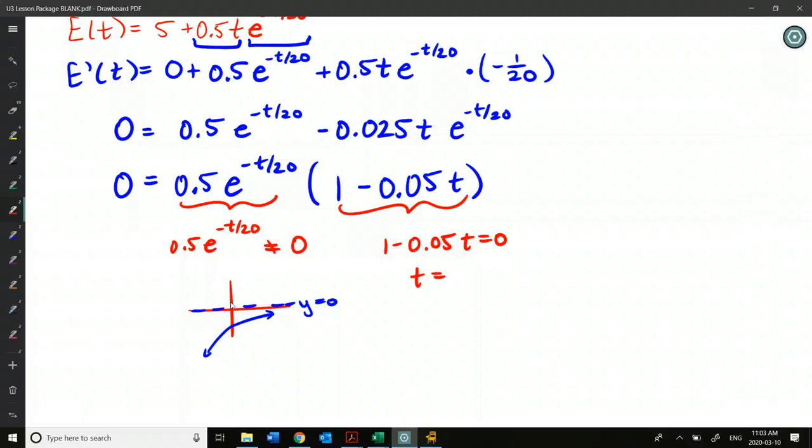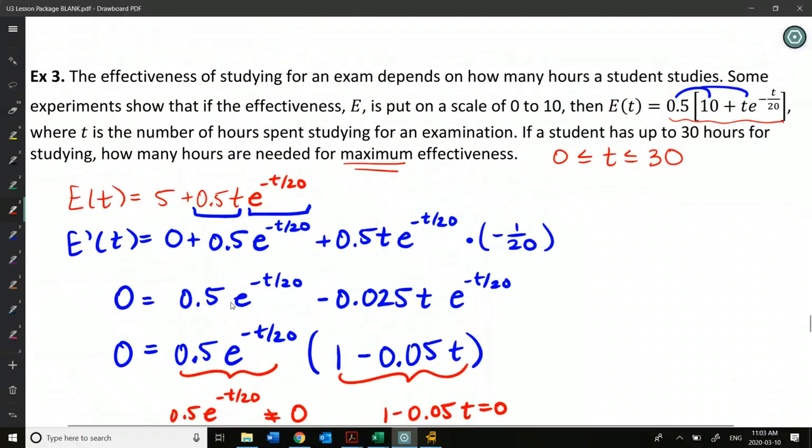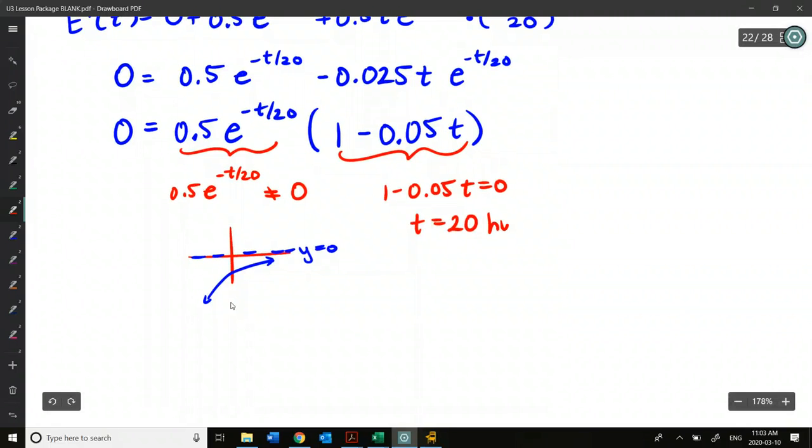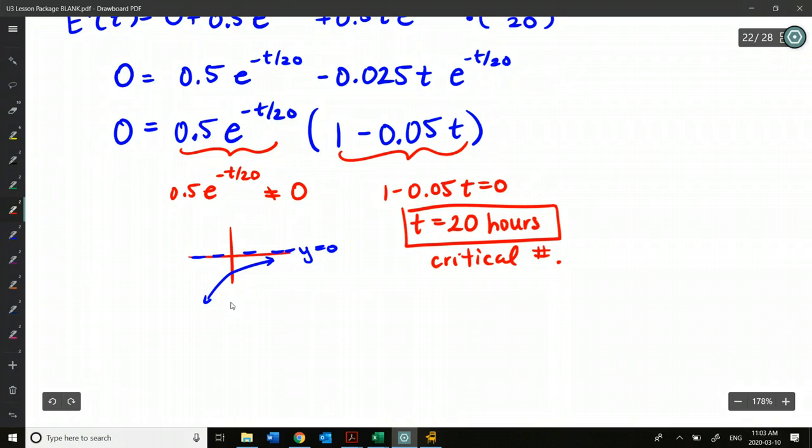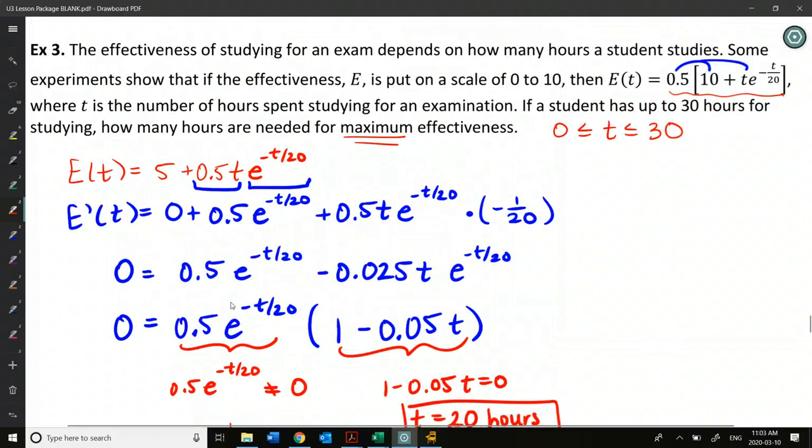I think we get 20. Yeah? Okay, and time here is number of hours, so this is hours. Okay, here's a critical number. I don't really need to know whether this is a local max or a local min. We're finding absolute extrema.